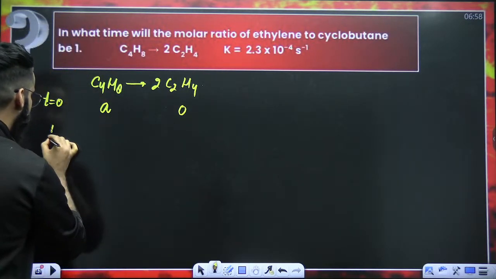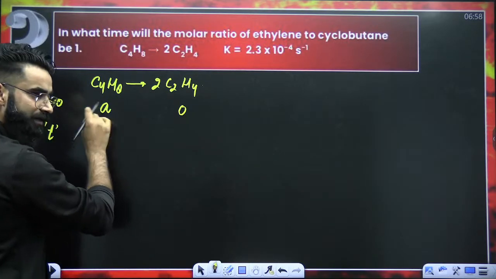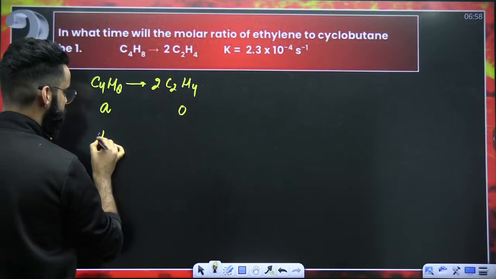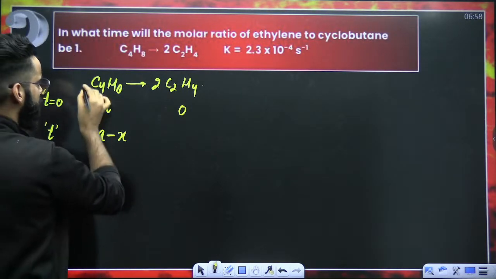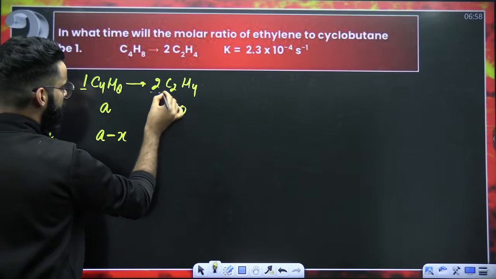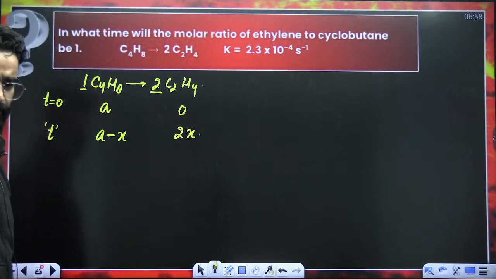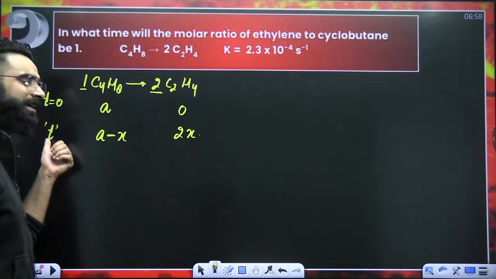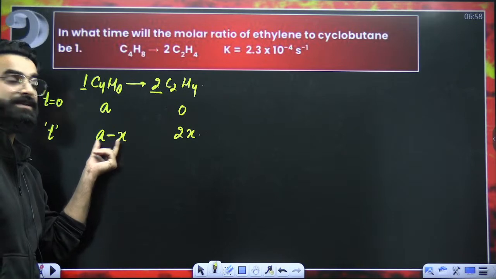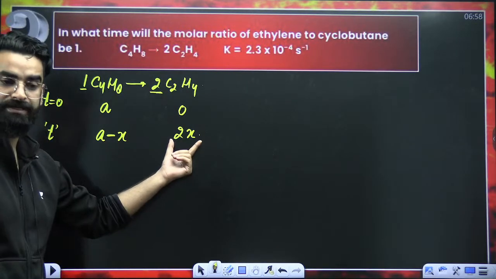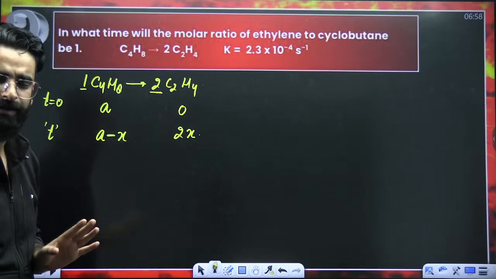Now, for example, at time t, let's assume that out of A moles of reactant, X moles got converted into products. So I'll be left with A minus X moles of reactant. Now use stoichiometry. 1 mole of reactant gives 2 moles of product. So X moles are giving me 2X moles of product, right? At time t, the concentration of reactant left is A minus X. The concentration of product formed is 2X. Concentration or moles, both I'm considering same over here, right?